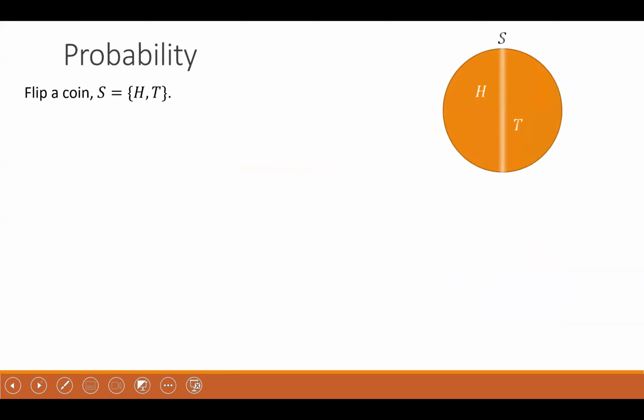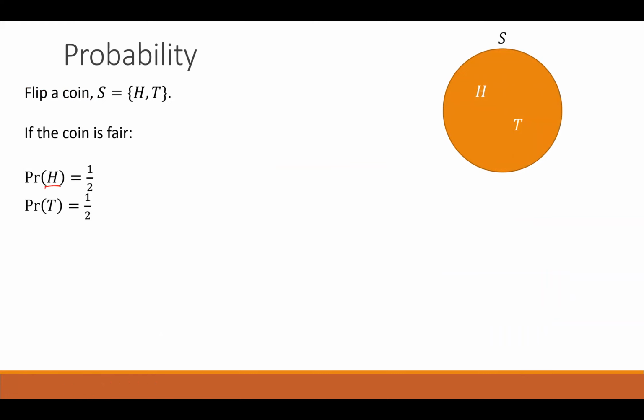So yes, we have our sample space of flipping a coin, and if the coin is fair, then of course the probability that it comes up heads is 1/2, and the probability that it comes up tails is 1/2. And yeah, this fits the rules of probability that we set out, that they have to sum up to 1.